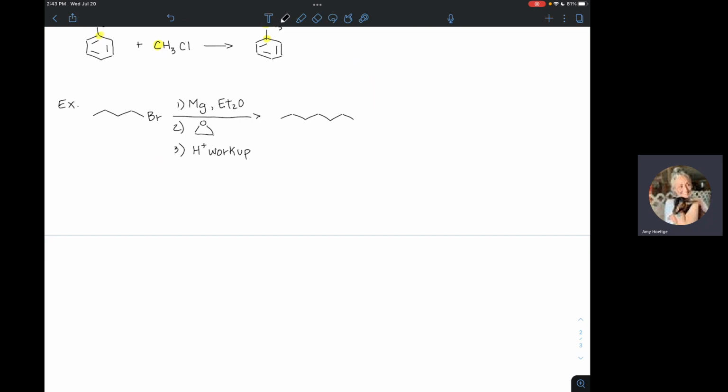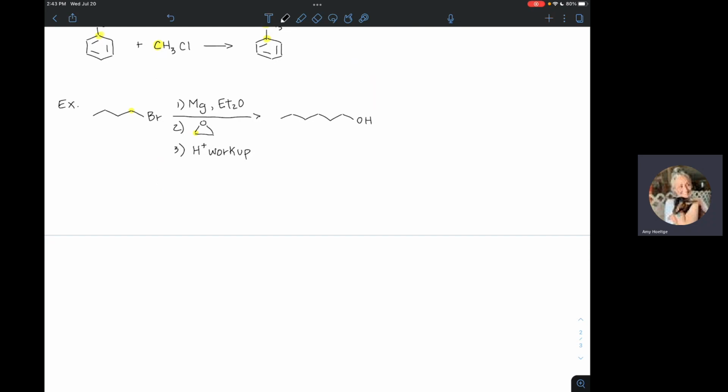Did I add too many carbons? Let's see what we got. We're going to form a bond between that carbon, and these are the same, so that carbon. So there's 1, 2, 3, 4, 5, 6 carbons. 1, 2, 3, 4, 5, 6. And this will be bonded to the oxygen. The acid is there to protonate the oxygen after we crack the ring open.